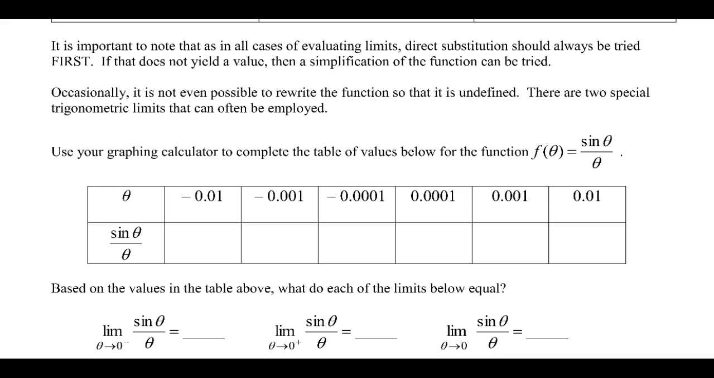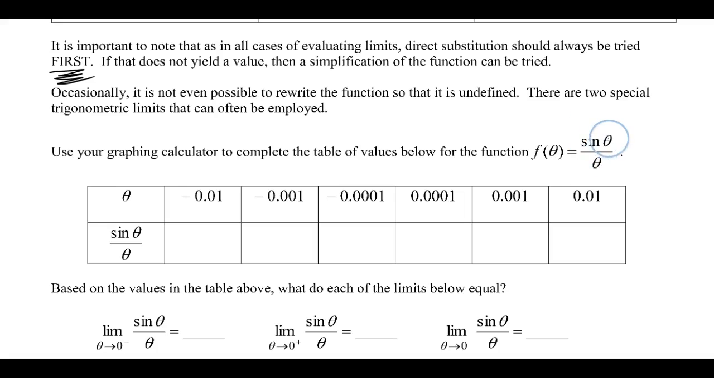As is mentioned here, it's important to note that you should always try direct substitution first. Many times direct substitution will work. Then if direct substitution doesn't work, you're going to want to do one of 3 things. We already covered one, and that is simplify sines, cosines, tangents, secants, cosecants. Try to put everything in terms of sine and cosine so that you can reduce things.